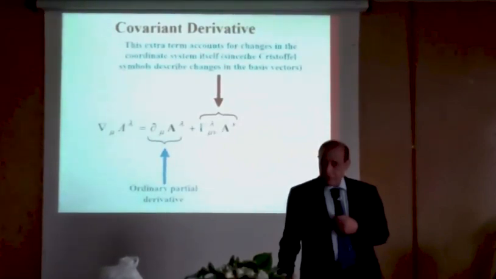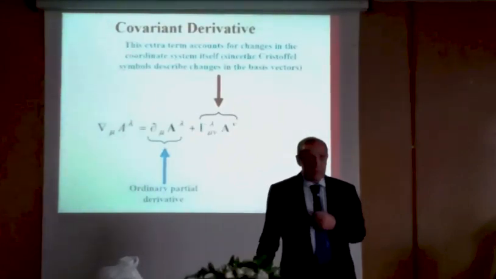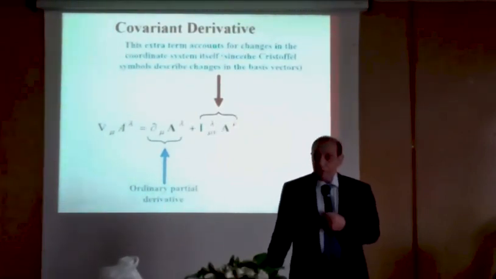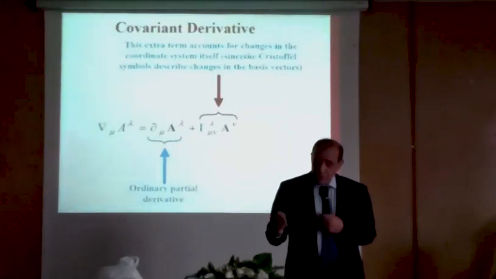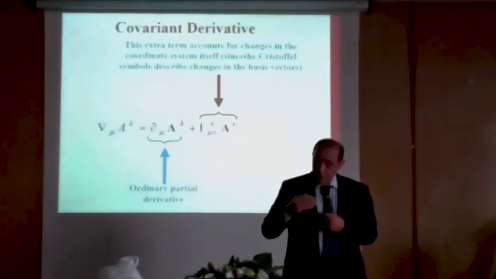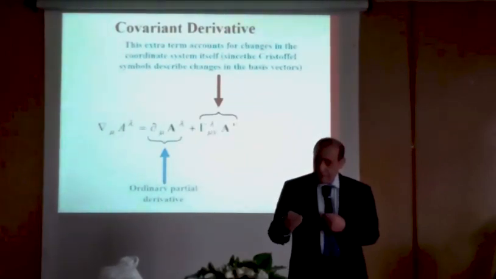We have seen that the derivative of a tensor is not a tensor. So we just make a simple mathematical arrangement, and we derive a quantity which follows the transformation law of a tensor. I call it the covariant derivative.